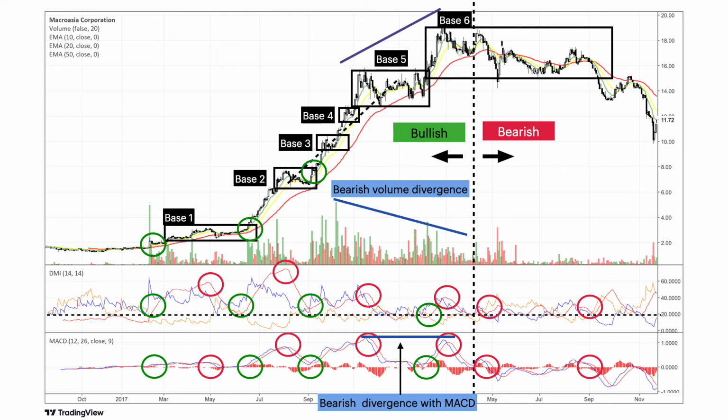So once you find warning signals in terms of bearish divergences in MACDs or the volume or sell signals from the MACD or DMI indicators, also take a look at the maturity of the trend. If price is about to end, if it's from the 4th to the 6th base already, then you should be getting ready to get out of the position.